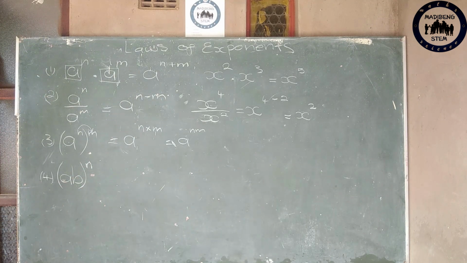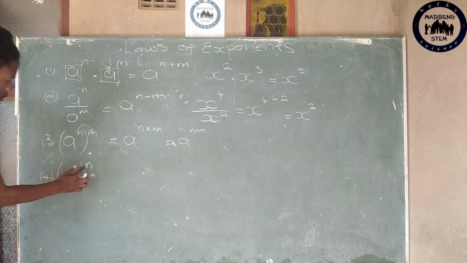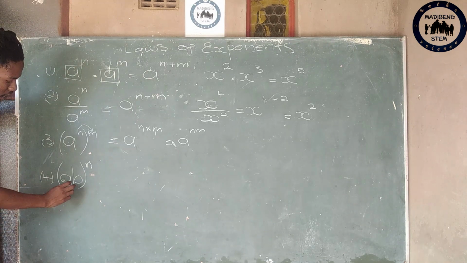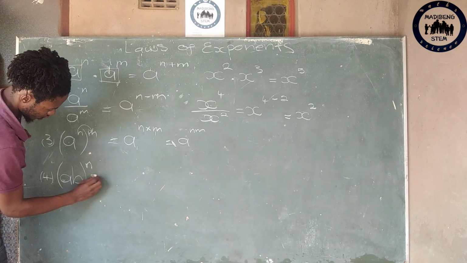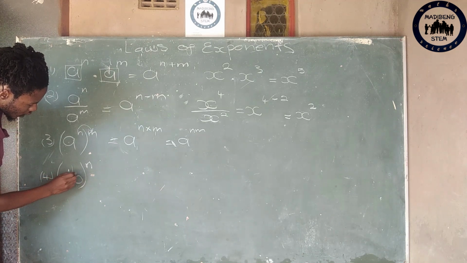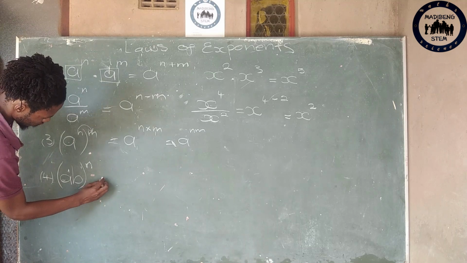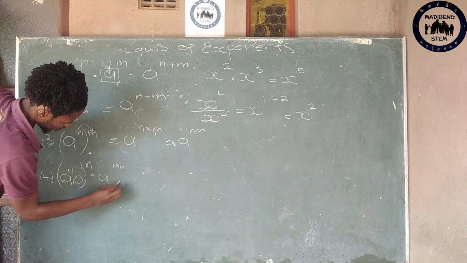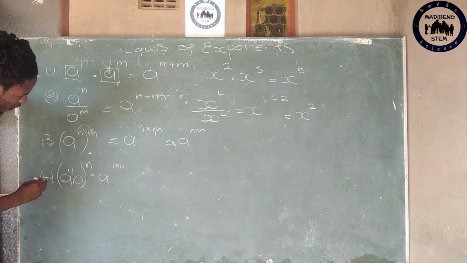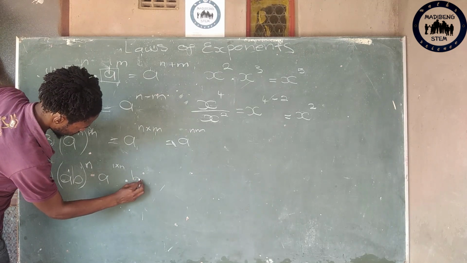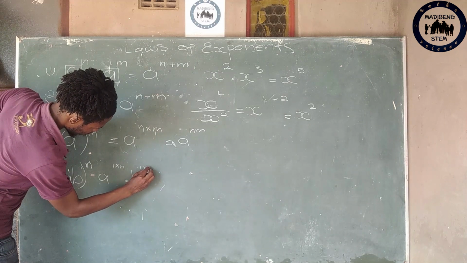So this is the distribution property, but we're distributing n to these bases. Basically, this n will be multiplied by this one here. There is a 1 here, there is also a 1 here. So it's going to be a to the power 1 times n, multiplied by b to the power 1 times n.